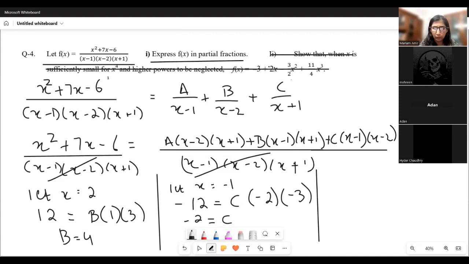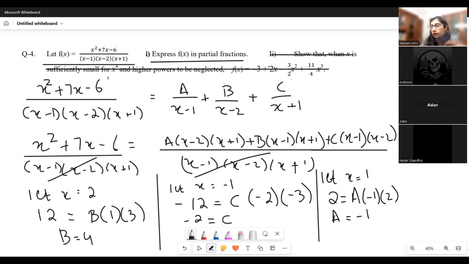And lastly, I need the value of A. So to find A, what I can do is let x equal 1. That will make this 0, and it will make this term 0, and we'll be able to find the value of a. So we have 1 plus 7 minus 6, which is 2, equals a gets multiplied with minus 1 times 2. B gets multiplied with 0, C gets multiplied with 0. So we have A equals minus 1.